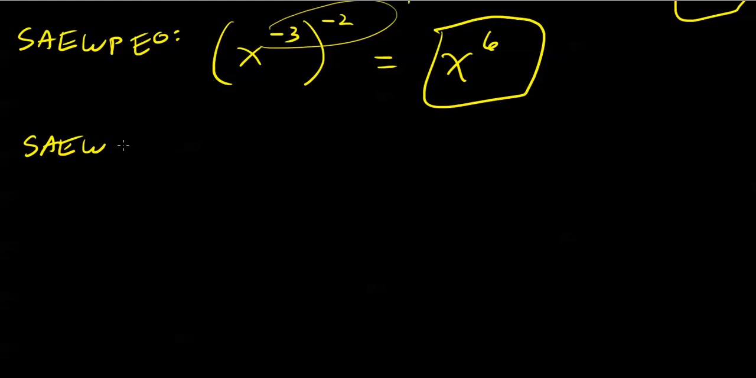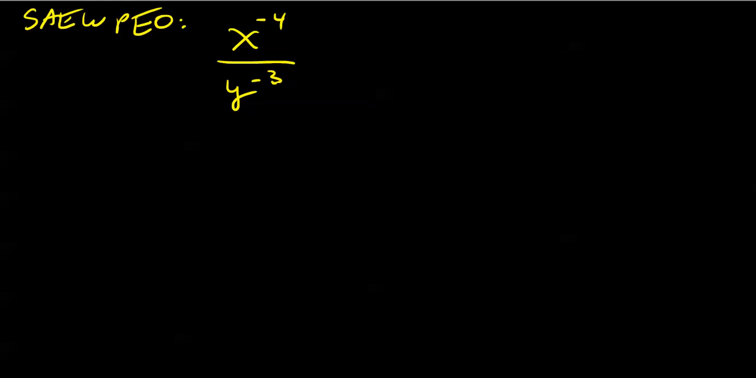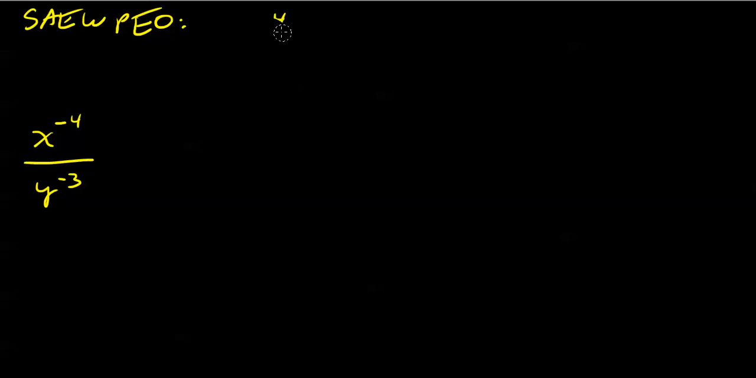Simplify and express with positive exponents only. Let's try this one: x to the minus 4th power over y to the minus 3 power. Let me rewrite this problem down here. I'm going to need a little more room to complete this one because I'm really looking to establish a rule in general. Let's say I want to simplify and express with positive exponents only x to the minus 4th over y to the minus 3rd.